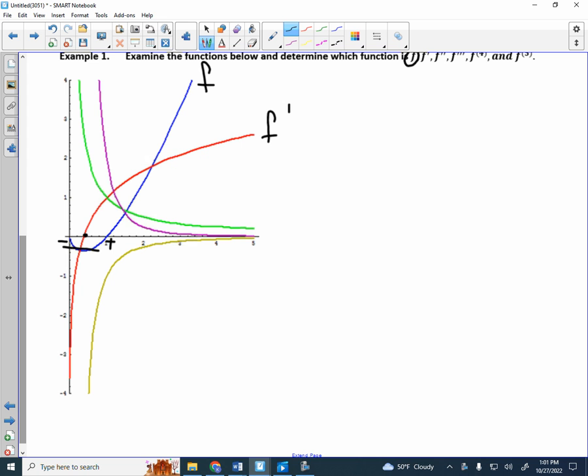Which one is it not? It's not the yellow, because the derivative of the red is always positive, so therefore the graph should always be above the x-axis. So we know it's either green or purple, and it's going to be the green, and I'll show you why. Okay?